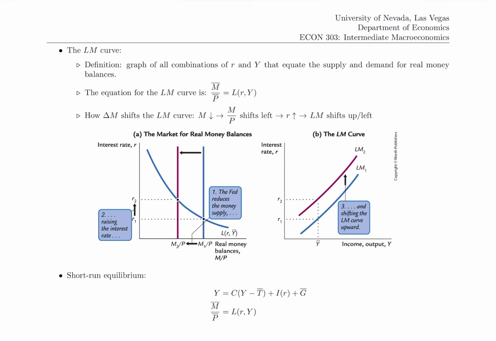IS-LM equilibrium. The economy reaches short-run equilibrium where the IS and LM curves intersect. That is, both markets are in balance. Y equals consumption, a function of Y minus T bar, plus investment, a function of R, plus G bar, and this equals M bar over P bar equals liquidity, a function of R and Y.